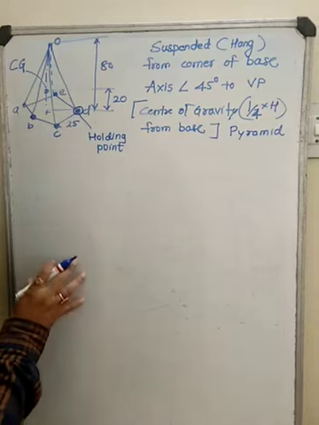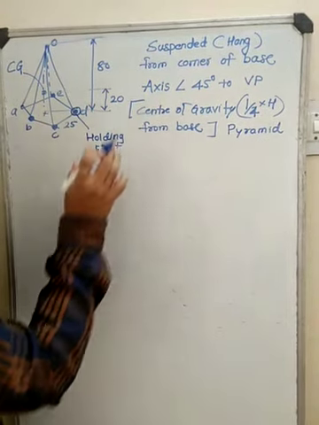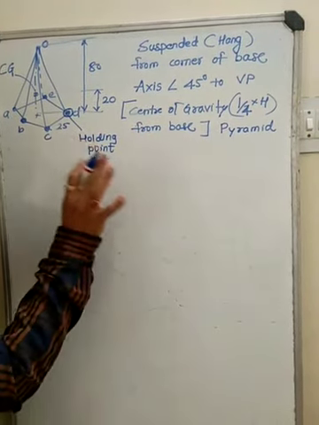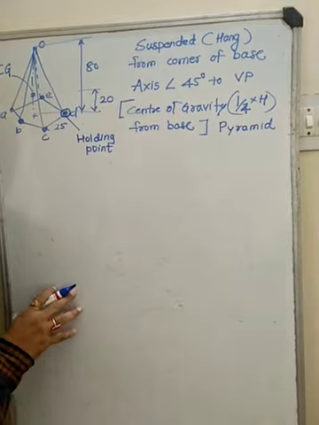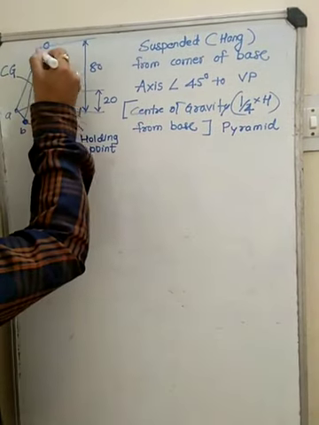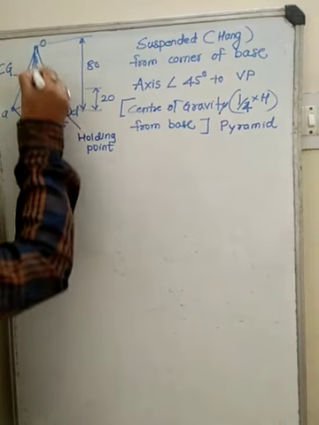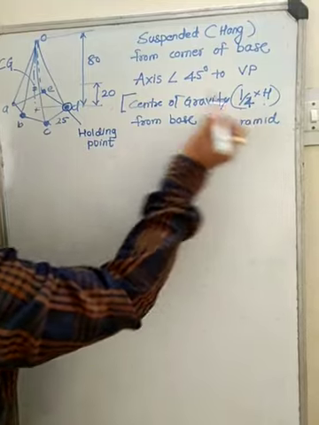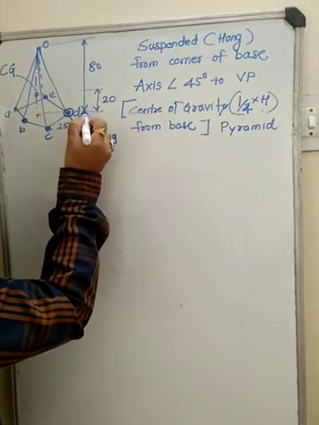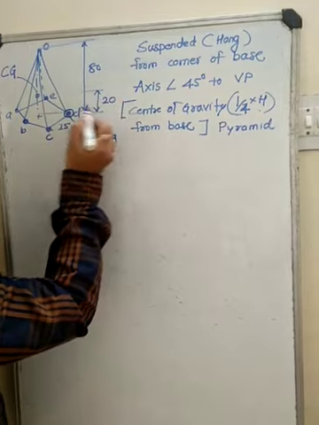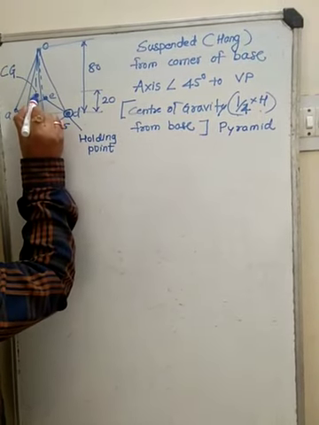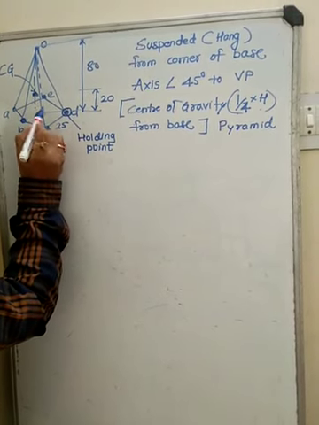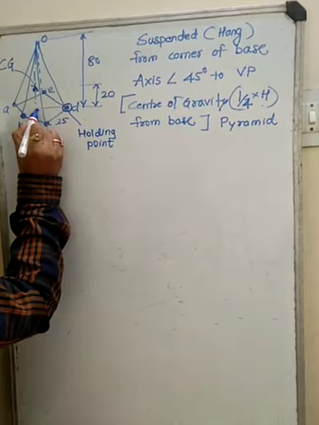Here one thing you should remember first. In such type of problem you need to know the center of gravity. Where will the center of gravity be situated? The center of gravity will be on the axis, at 1/4 of the height. Suppose the height is 80, that means 1/4 is 20 from the base. This is the CG, on the axis and 1/4 of the height from the base.